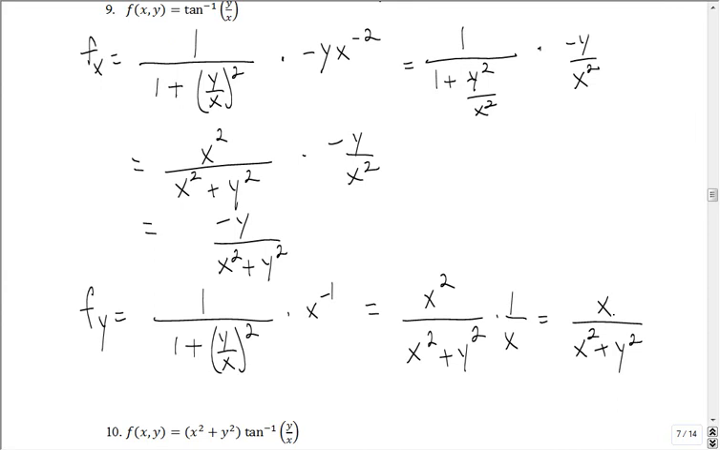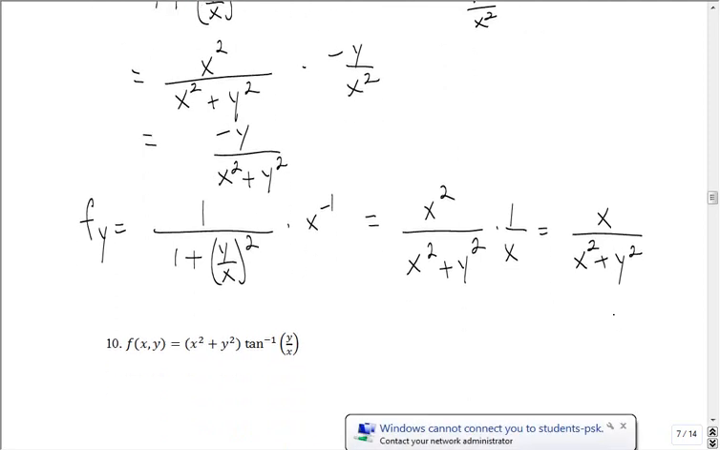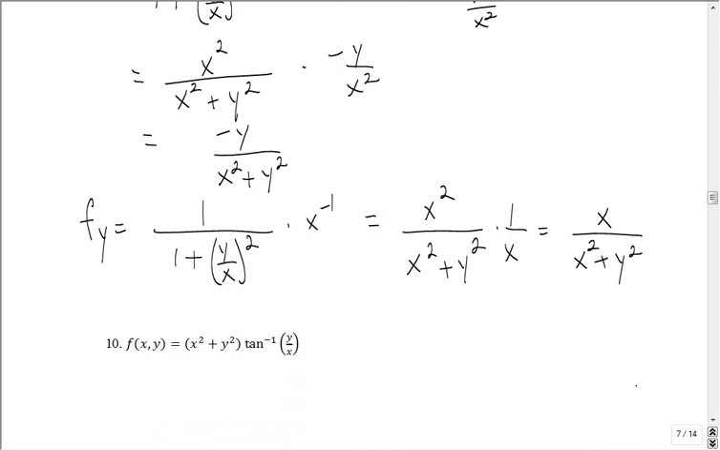Now look at number 10. Number 10 is an example of the product rule. Why? Because you have two functions, the product of two functions, this one, and both of them are functions of x and y. Now you have no choice but to use a product rule. Okay? So let's do it.